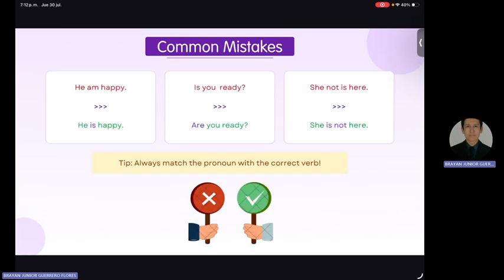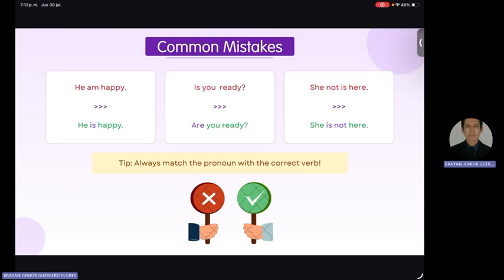Let's see some common mistakes. For example, "he am happy." Is it correct? No, of course. Very good. The mistake is the verb to be. You can't use "am" after he. After he, use "is." For example, he is happy.